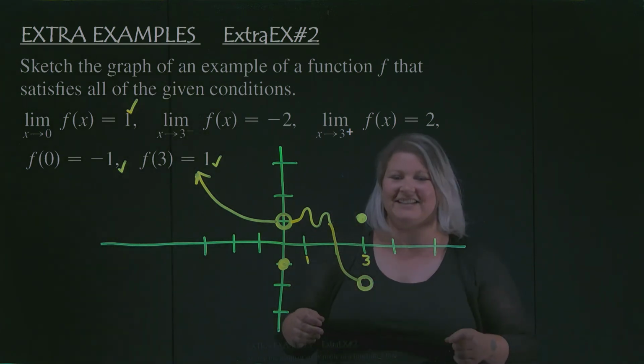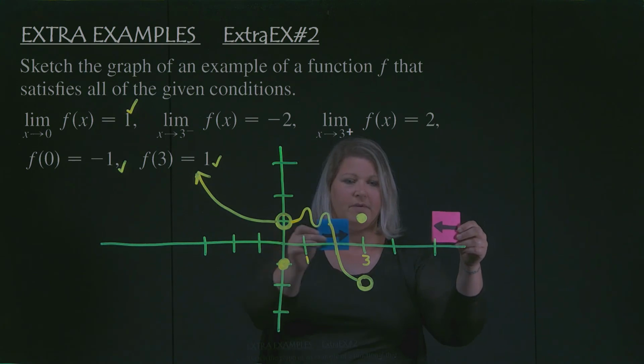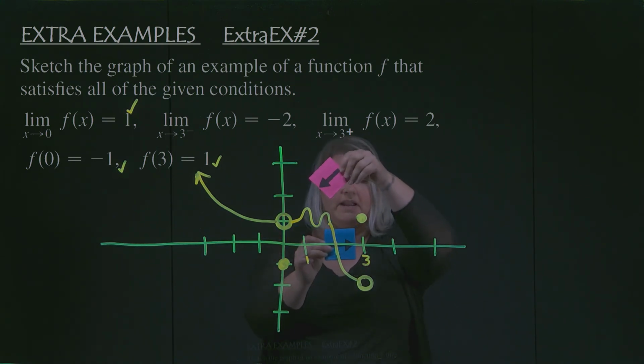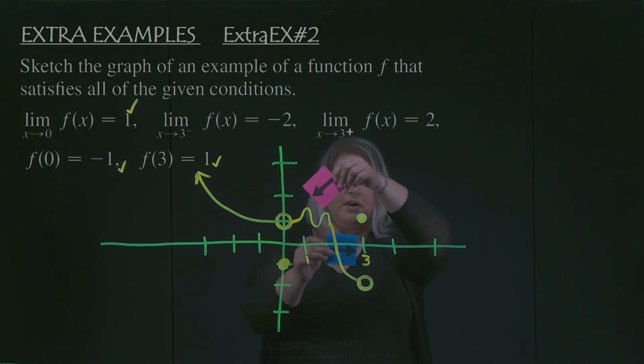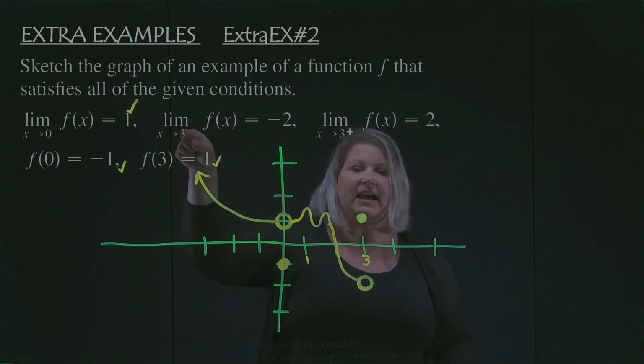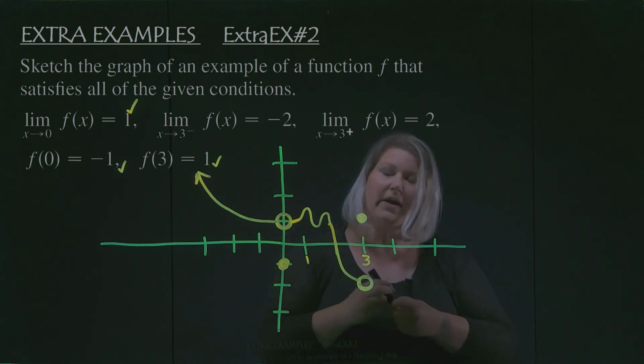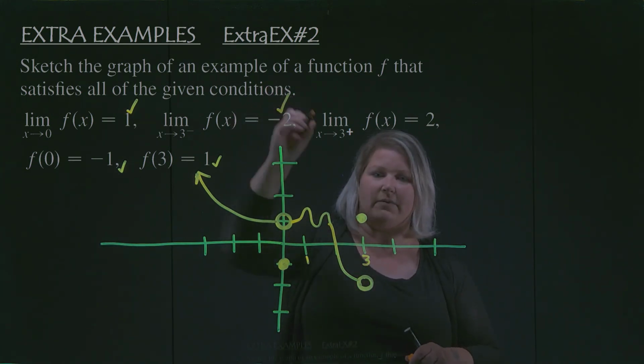And then I connect it this way. As I'm approaching 3 from the left-hand side, but also keep in mind, I'm approaching 0 from the right-hand side, so I've got to make sure that these connect. But this limit here, as x is approaching 3 from the left, is equal to negative 2. So that's where my open dot goes, and I've got that one covered.